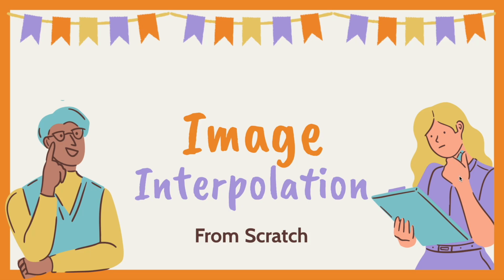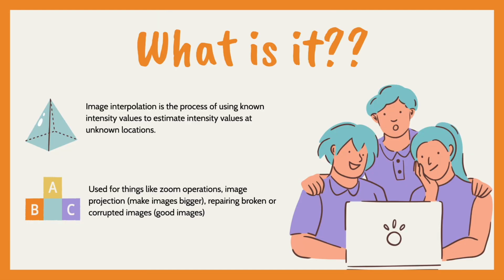For this week's project, I wanted to try image interpolation from scratch. So, let's get started. What even is image interpolation? Image interpolation is the process of using known intensity values to estimate intensity values at unknown locations. Put simply, you use an existing position to estimate where it should be on another location.